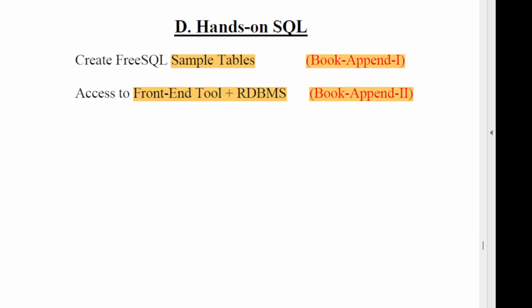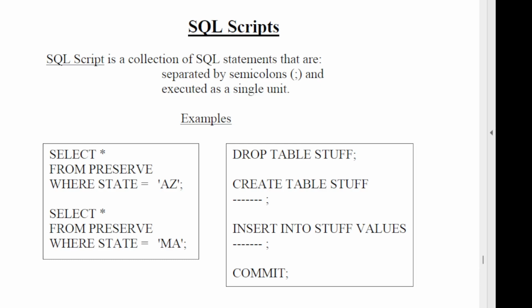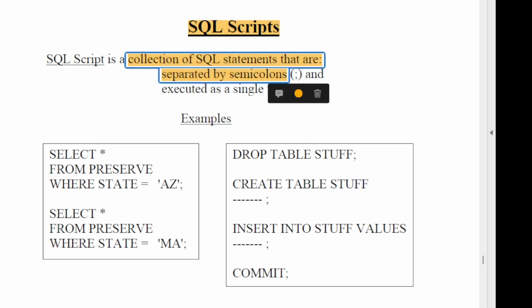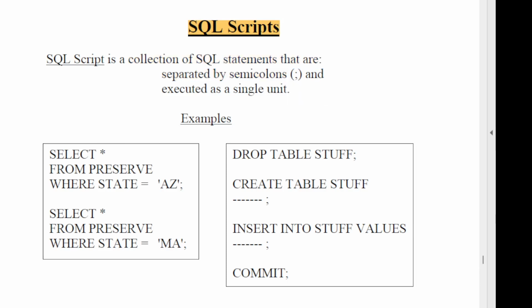Okay, let's move ahead and talk about a SQL script. A SQL script is very simple. It's just a collection of multiple SQL statements, and each SQL statement is separated by a semicolon, and they are executed as a single unit. So in our previous sample queries, we said select star from preserve where state is equal to AZ, uppercase, and then hit the execute button.